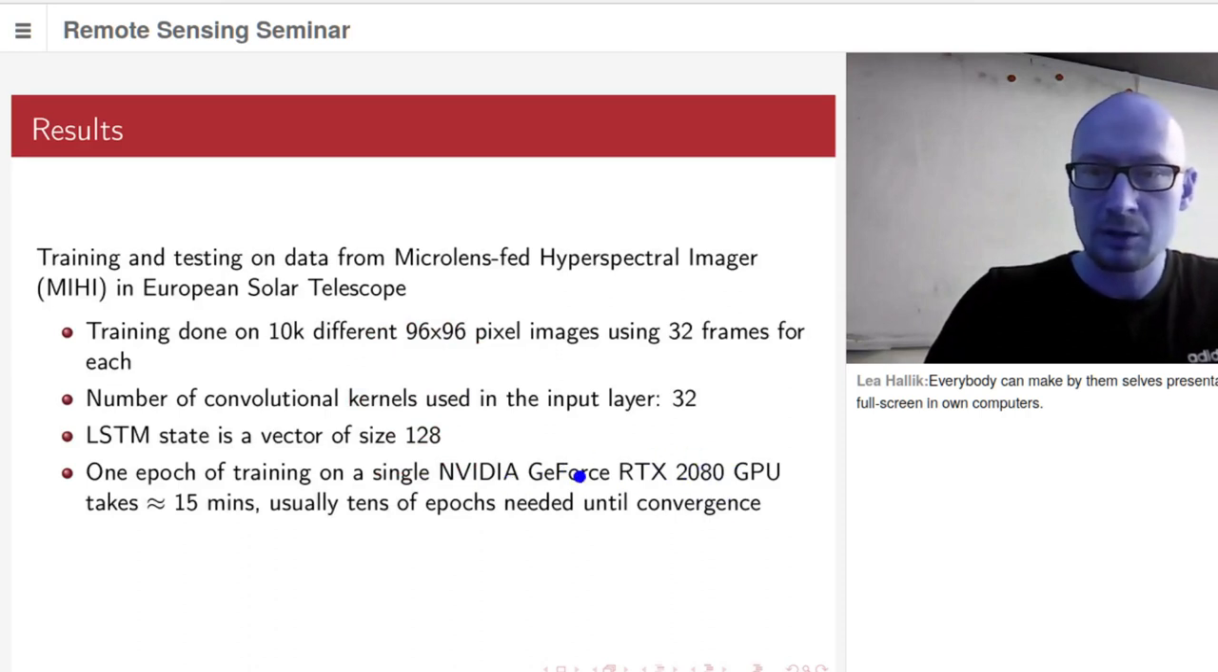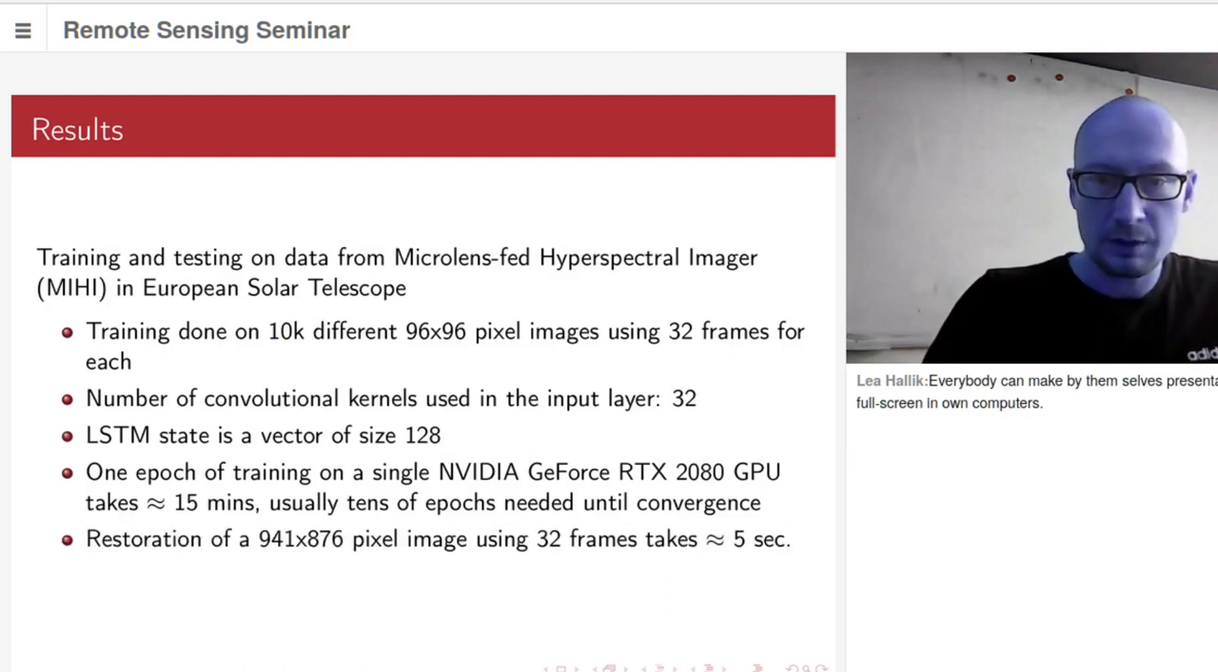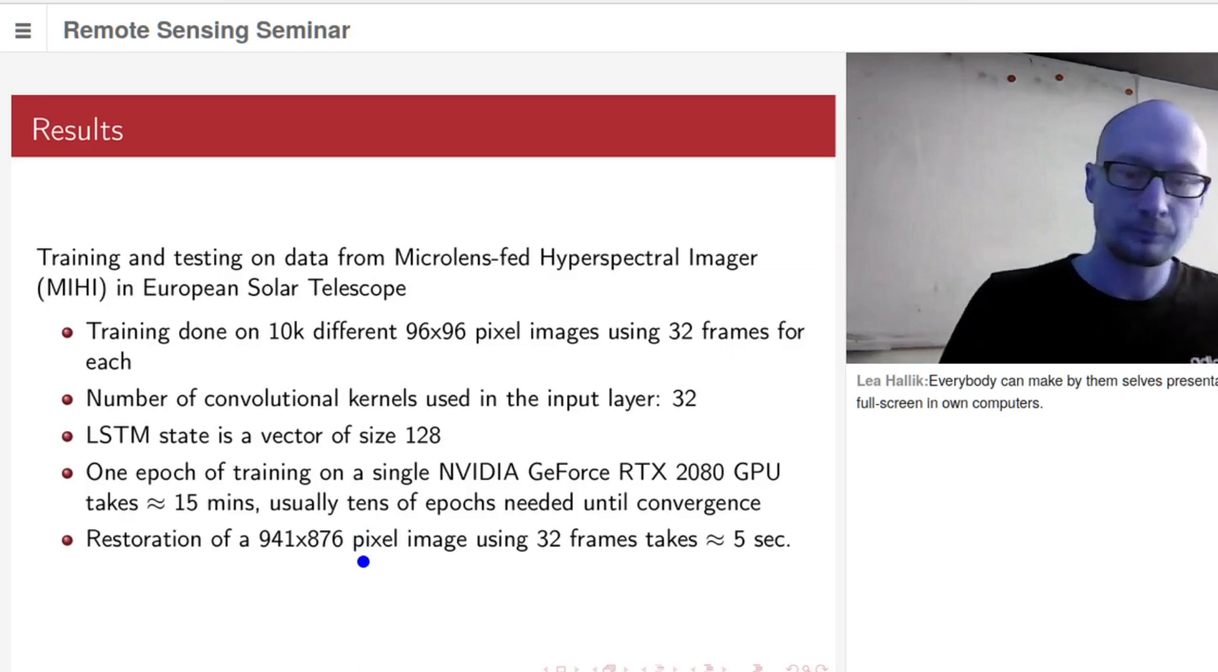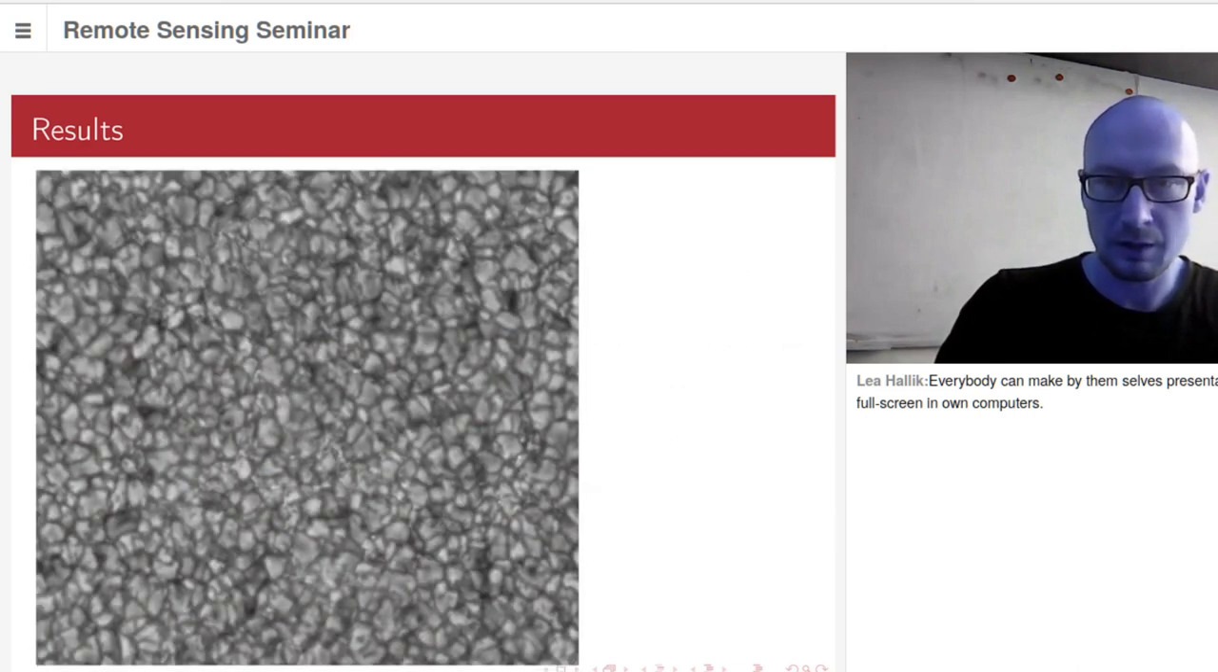And we are using this kind of GPU. The training for this data set takes approximately 15 minutes per epoch, but usually you need tens of epochs until convergence. But at test time, when you feed through the unknown aberrated image, the restoration is very fast, like 5 seconds for these 32 frames, for instance. If you increase the number of frames, which should make the result better, then of course the time also increases.